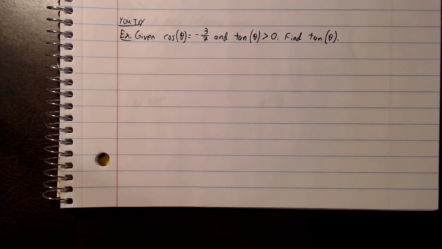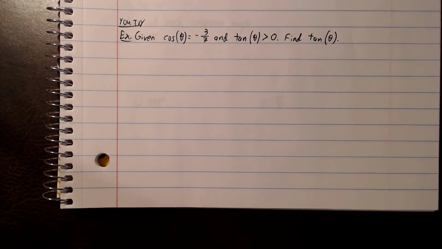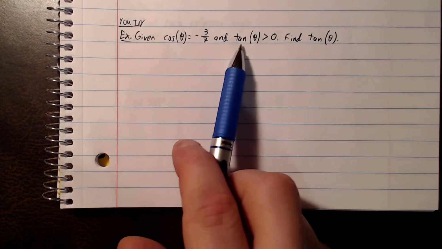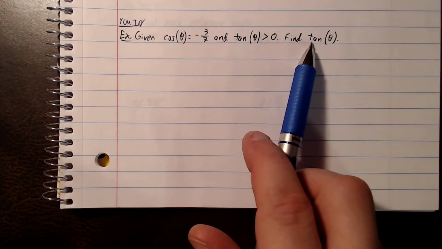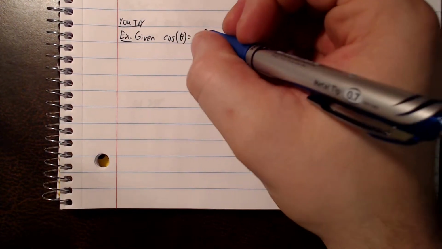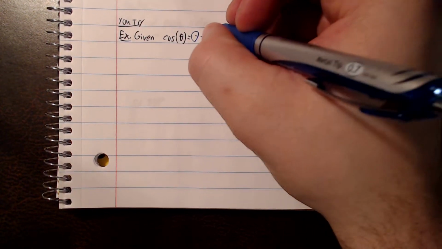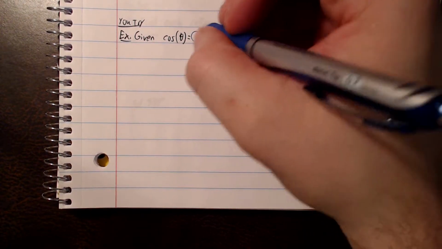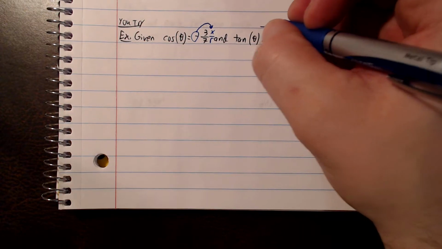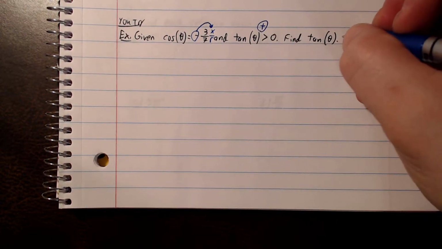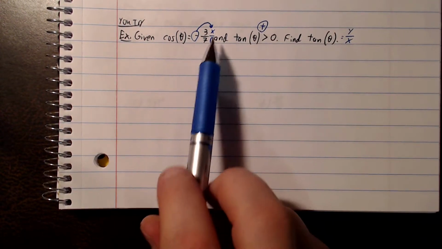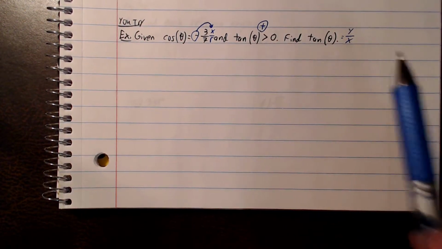Okay, so let's walk through it step by step. Given cosine of theta is negative 3 over 7, tangent is greater than 0, and we want to find the value of tangent. Well, we have a negative cosine, which is x over r. That negative is assigned to x. We have tangent greater than 0, so tangent's positive. And we know tangent is y over x. So we have x and r, we need y.